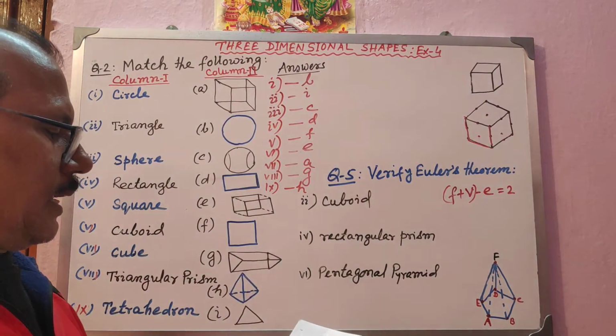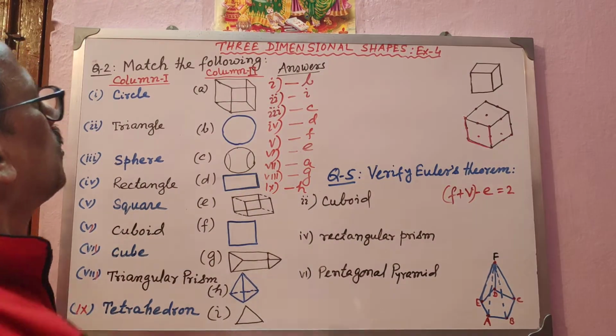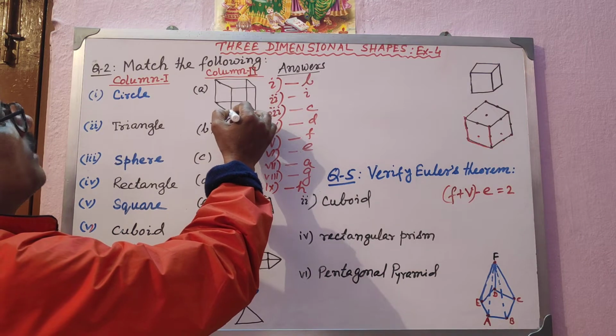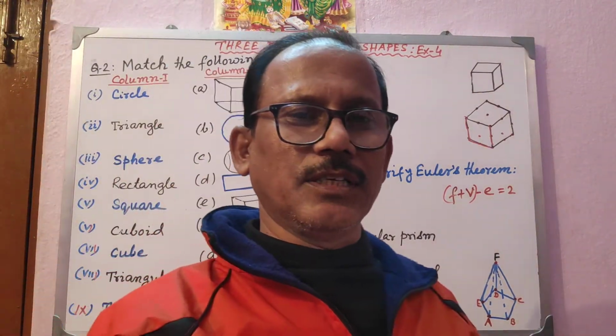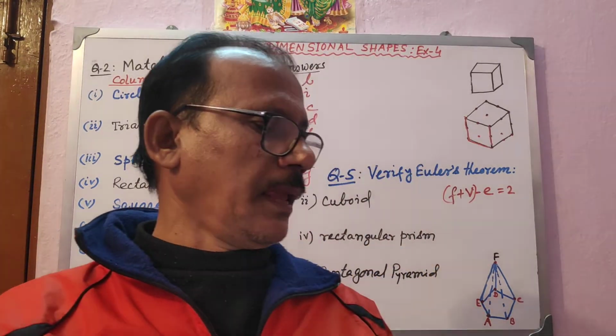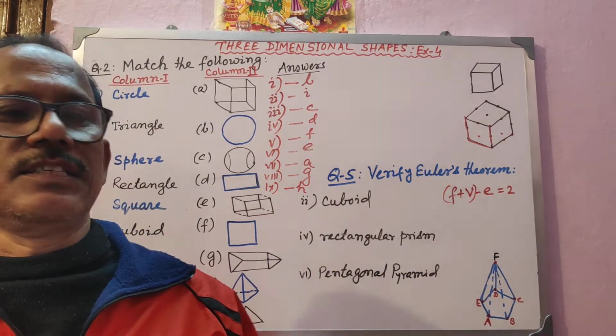Does it have 11 edges? No, how many edges will it have? 12 edges it will have. The cube will have 12 edges. So it's a wrong statement. It's not a correct statement.